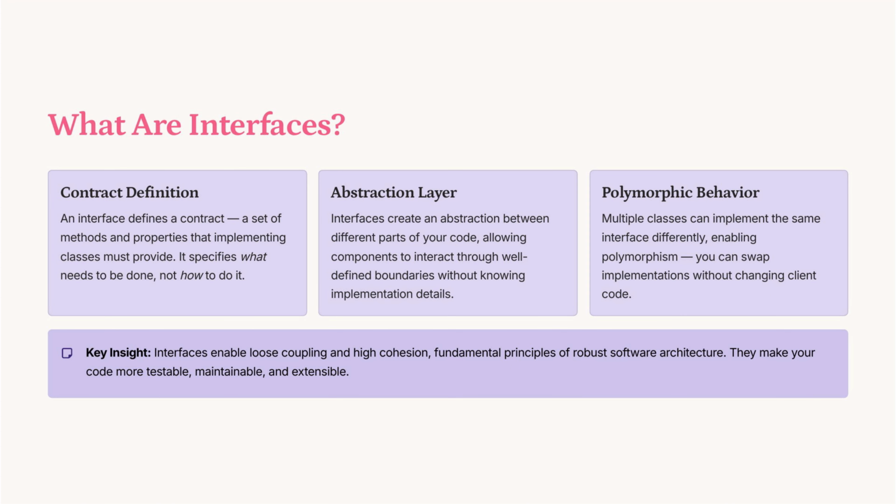Interfaces define a contract, specifying required methods and properties for implementing classes. They create an abstraction layer, allowing components to interact through defined boundaries without knowing implementation details. This enables polymorphic behavior, where multiple classes implement the same interface differently, promoting loose coupling and high cohesion, essential for robust, testable, and maintainable software architecture.